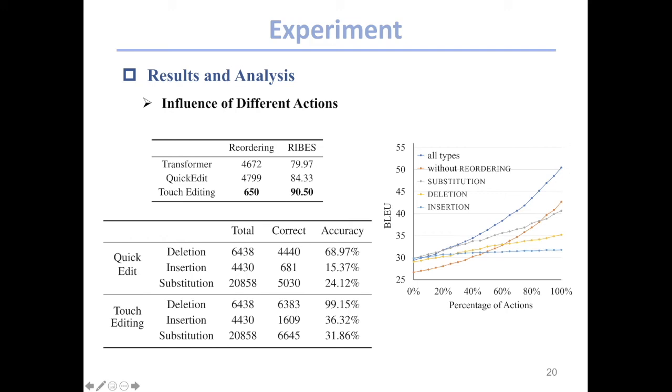We also investigate the influence of different actions by providing different kinds and different numbers of actions. This also confirms the scenario of partial feedback in real applications. From the right figure, we can find that the translation quality is highly correlated with the percentage of actions provided. Meanwhile, the substitution actions and the reordering actions are more important than the other two actions.